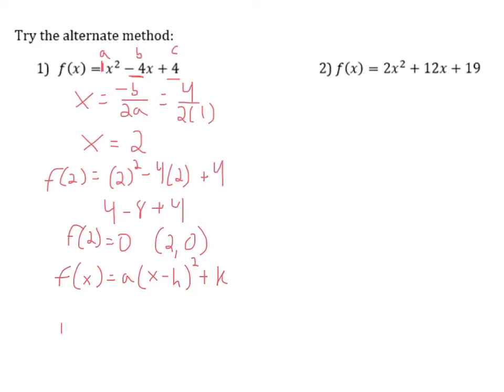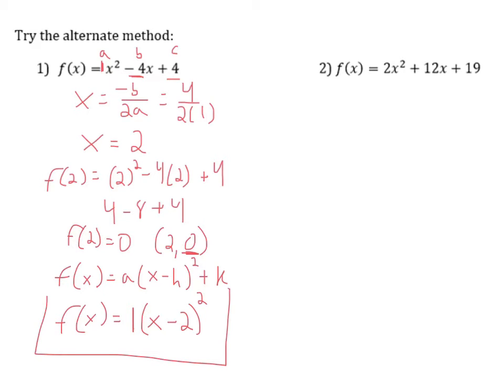So if I plug that all in, f of x equals a, my a value was 1, so I keep my a value of 1, times (x minus the h value, which is the x value of my vertex, so minus 2), all squared, plus my k value, which is the y value of my vertex, which is just 0, so plus 0 isn't going to do anything. So here is my function in vertex form.